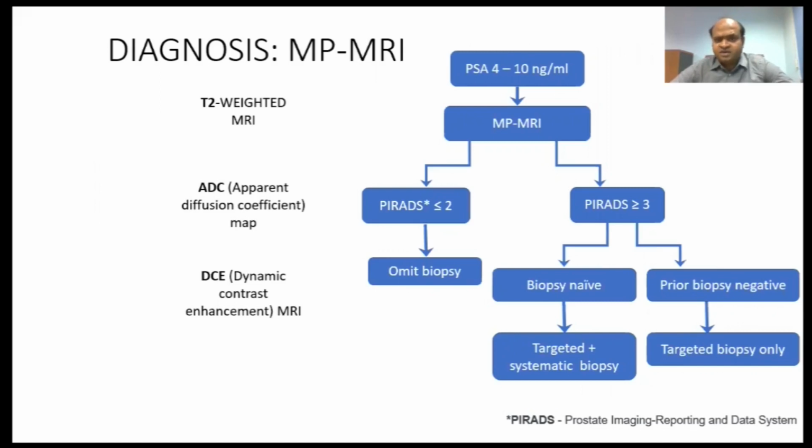So in this group of patients, before going to biopsy, we can do an MP-MRI, and based on T2 weighted MRI images, ADC values, and dynamic contrast enhancement pattern in MRI, the Prostate Imaging Reporting and Data System has given 1 to 5 grading. If the PI-RADS score is less than or equal to 2, we can omit biopsy. We can follow up the patient with repeat PSA after a suitable interval.